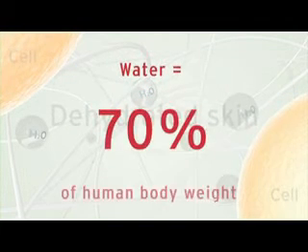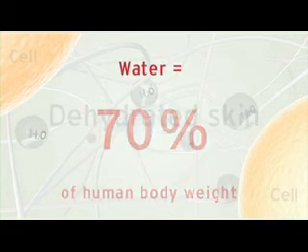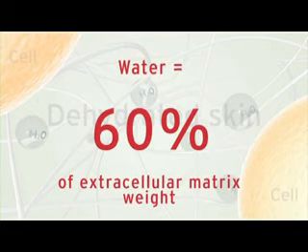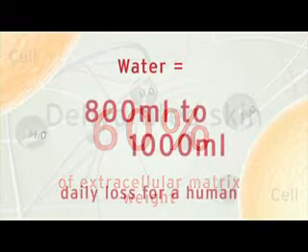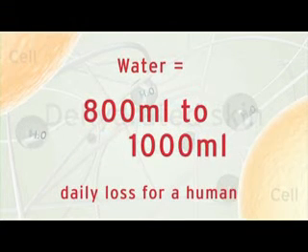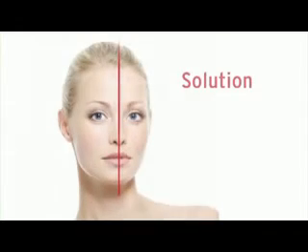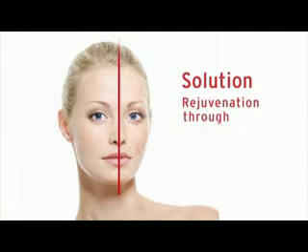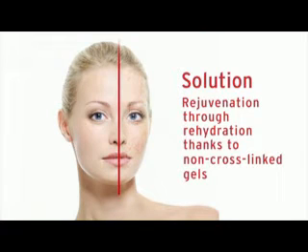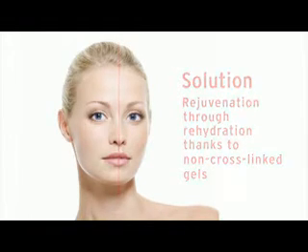Water represents around 70% of the total body weight skin tissues and 60% of the extracellular matrix weight. The daily loss for a human body is between 800 and 1,000 milliliters. While aging, this daily loss is even more important with the HA degradation. This is why during this first stage of the aging process, it is so important to compensate for this degradation by injecting exogenous hyaluronic acid, either non-cross-linked or moderately cross-linked, to keep the skin tissues hydrated.